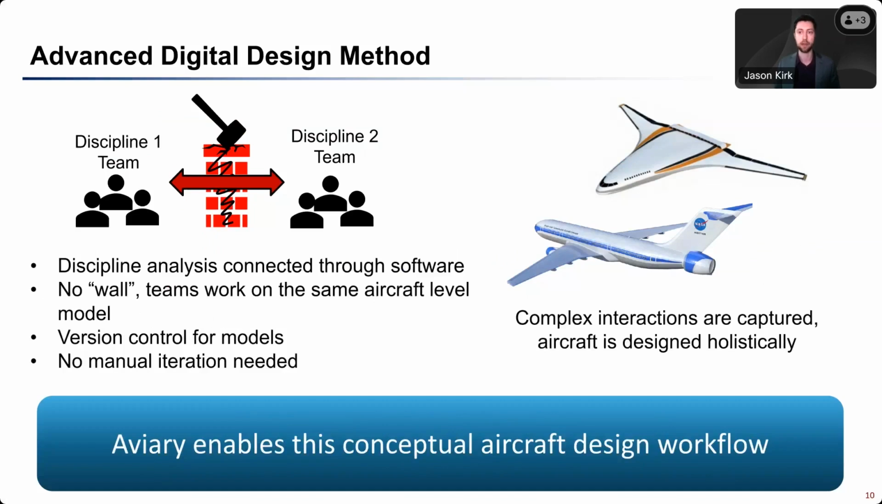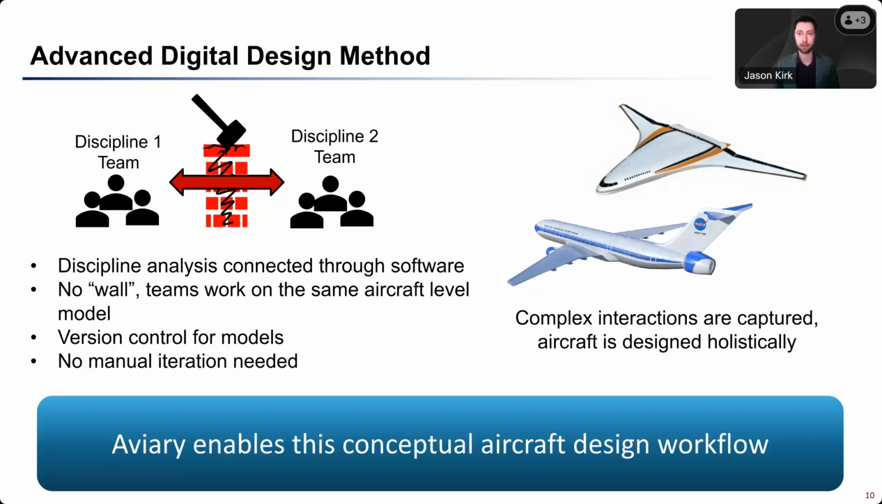We're smashing through that wall, and we're directly hooking up all of the discipline teams' analysis tools through software so that the tools can actually talk to each other. And this means that there's no wall. All of the teams are working on the same aircraft level model that in and of itself contains all of the different individual disciplines. And by having those tools linked up, we're designing the aircraft holistically. This also opens up some neat new tricks, like we can use version control on the models so we can have a history of how the aircraft design is evolving through time.